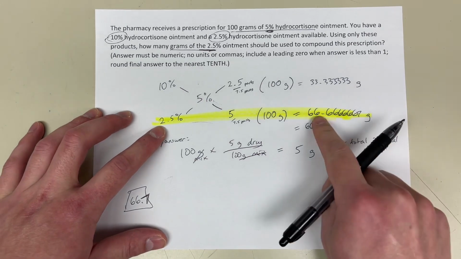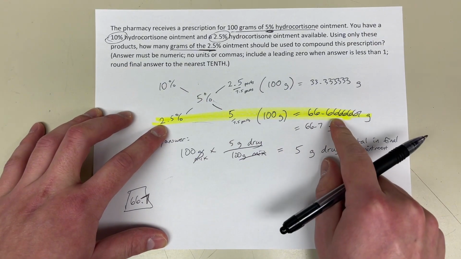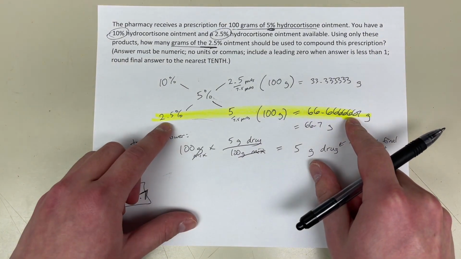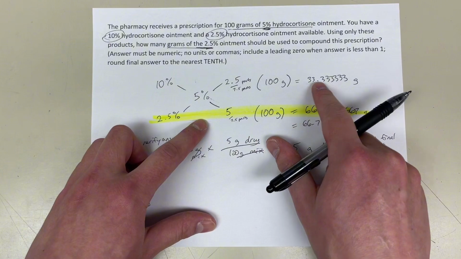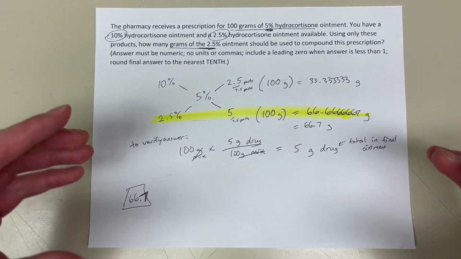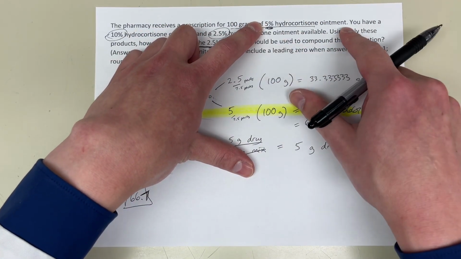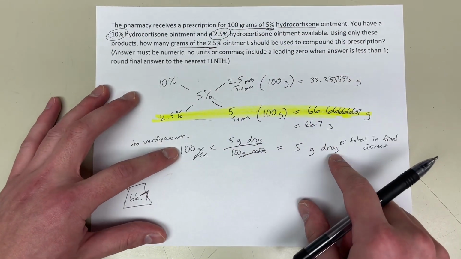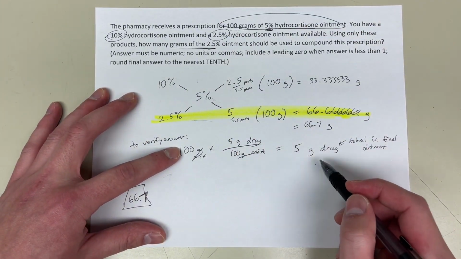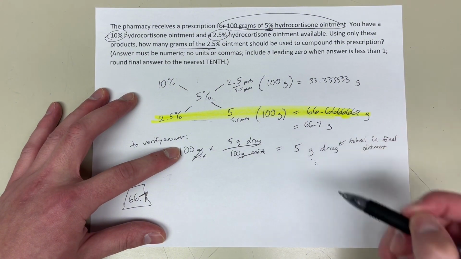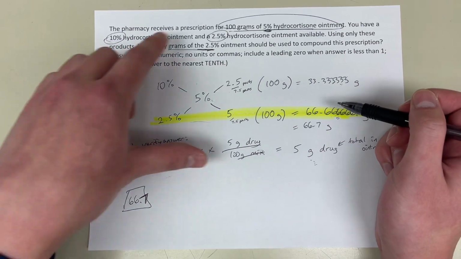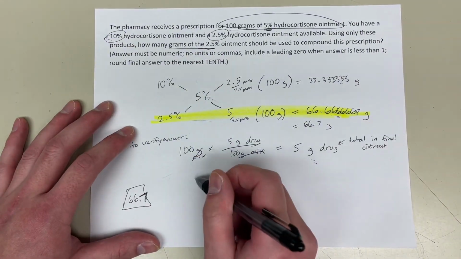So now I'm going to calculate how much drug is in the amounts that I'm adding, because remember I'm adding 66.7 grams of the 2.5% ointment plus 33.333 grams of the 10% ointment, and together they're going to give me a 5% hydrocortisone ointment. So I want these two to be equal to 5 grams of drug, because this is the mixture total of the 10% and the 2.5%.